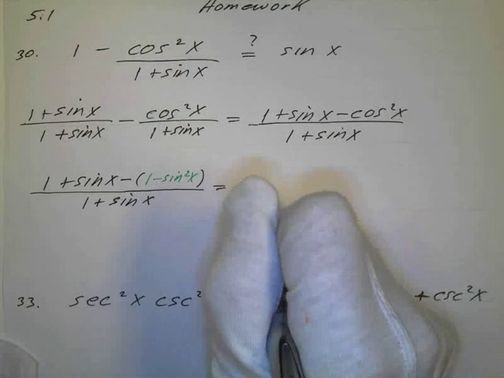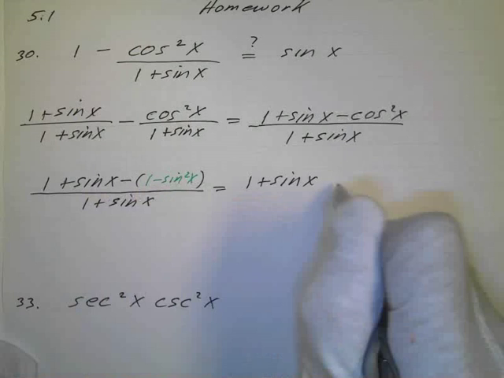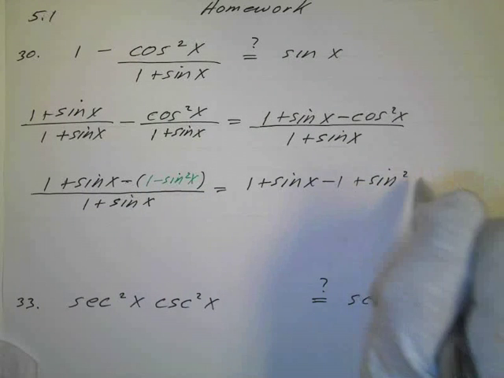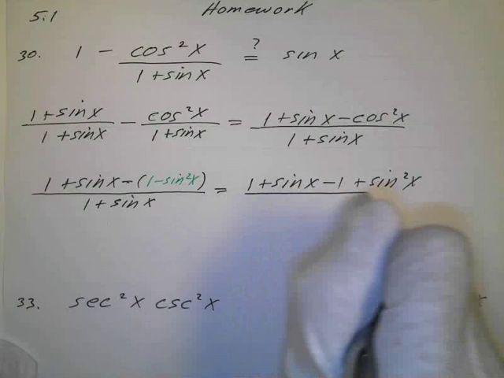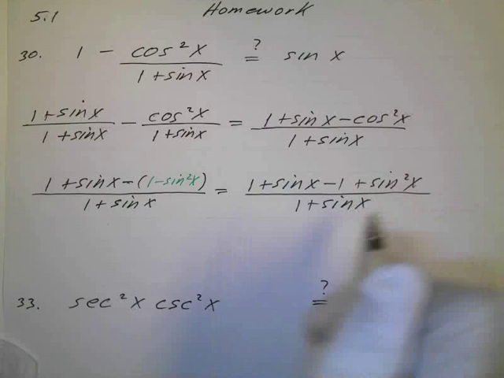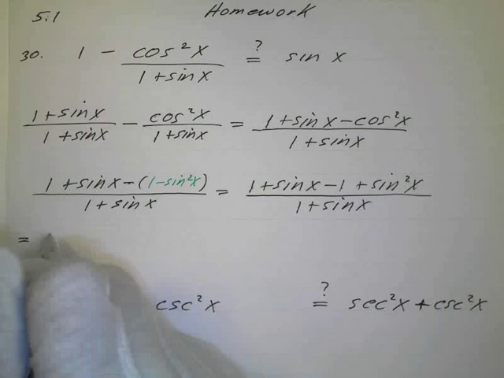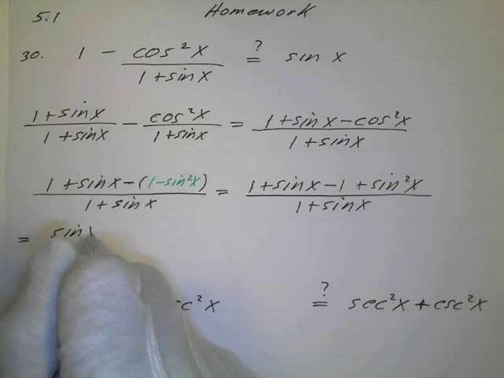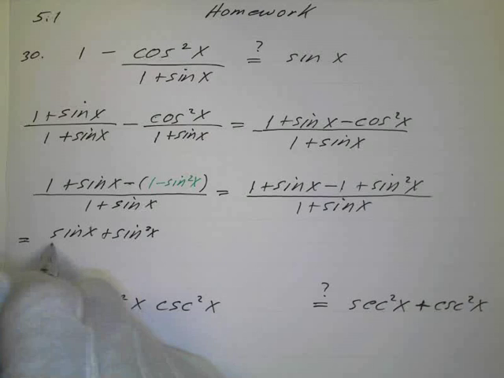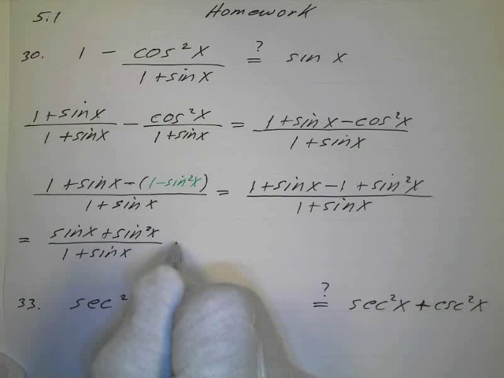And this in turn is equal to, and then we'll just simplify 1 plus the sine of x. And that's going to be negative 1. And a negative times a negative is a positive. Sine squared of x. Again, all over this denominator, 1 plus the sine of x. And that in turn will be equal to, and then I can, 1 minus 1 is 0, so I've got the sine of x plus the sine squared of x all over 1 plus the sine of x.